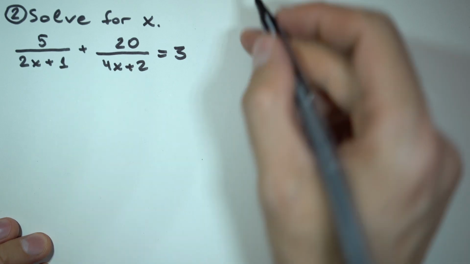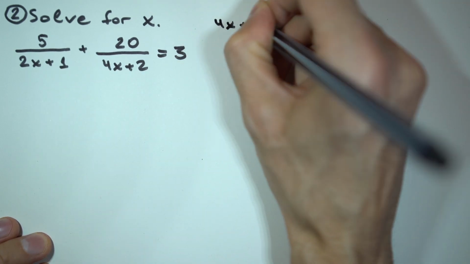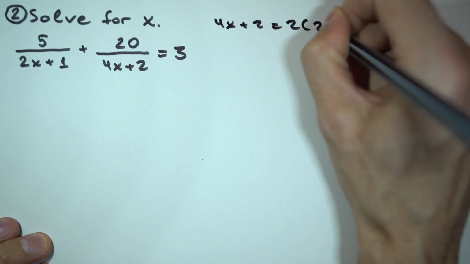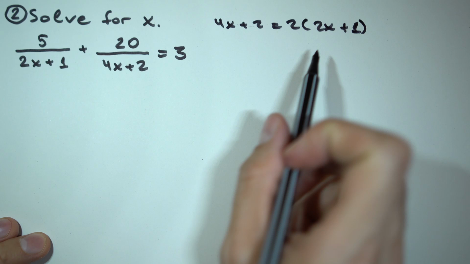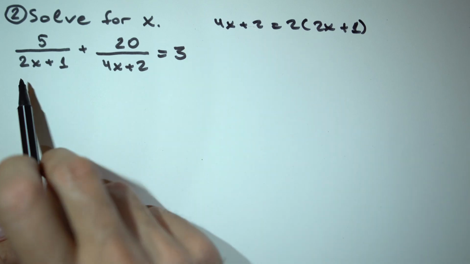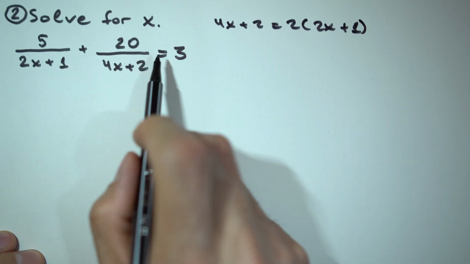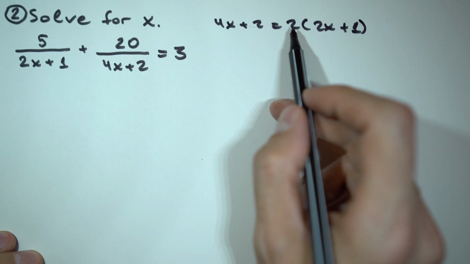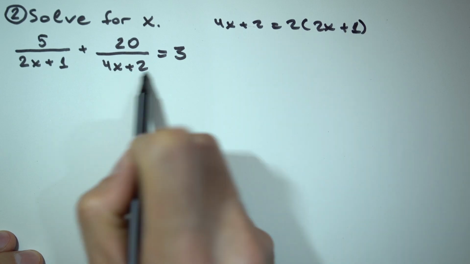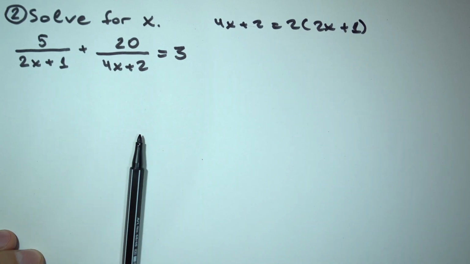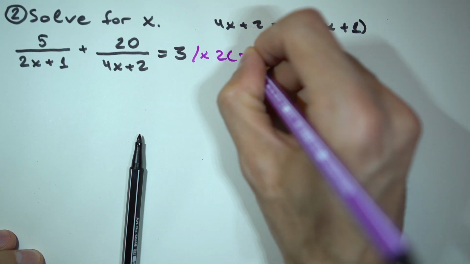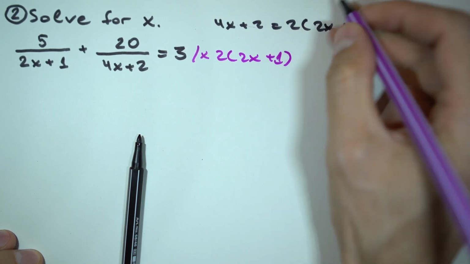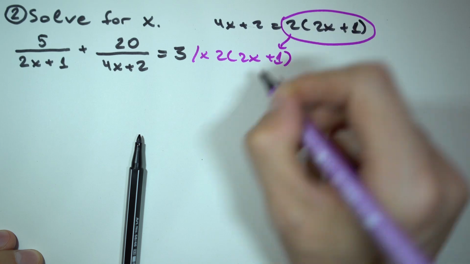We notice immediately that 4x plus 2 equals 2 times (2x plus 1). And therefore, we can now quickly ascertain what the lowest common denominator is. And it is 2 times (2x plus 1), because it's contained both here and here. So we multiply everything by 2 times (2x plus 1), which is this term over here.